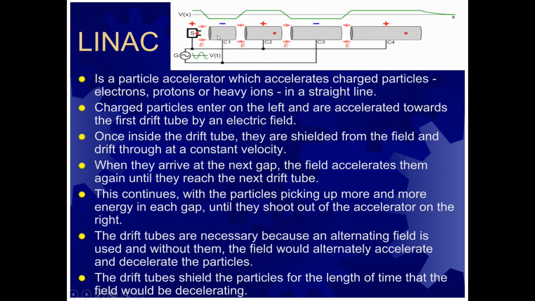So in order to avoid that decelerating effect, we utilize the drift tube. In other words, the drift tube shields the particles for the length of time that the field would be decelerating. When the field is decelerating, the drift tube shields the particles from that effect.